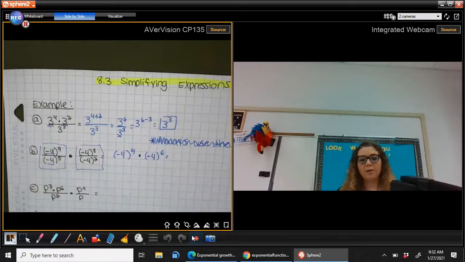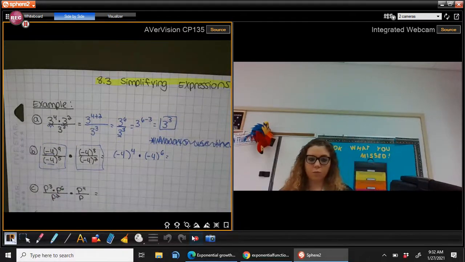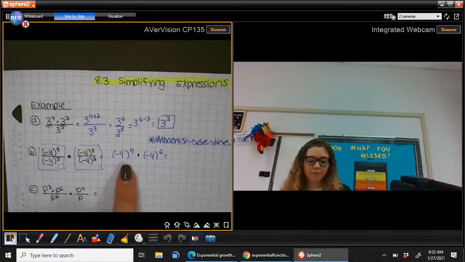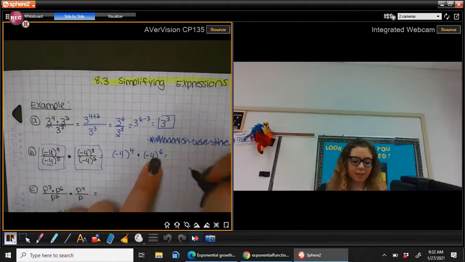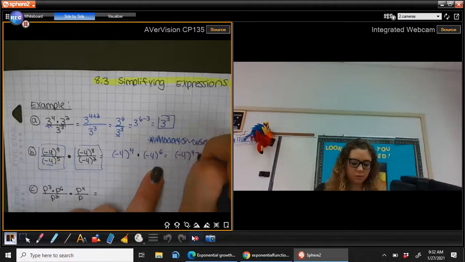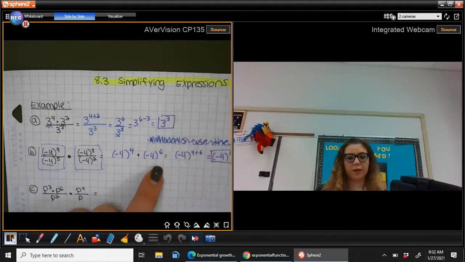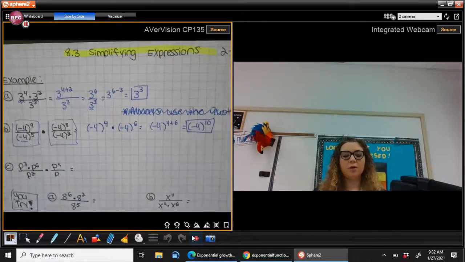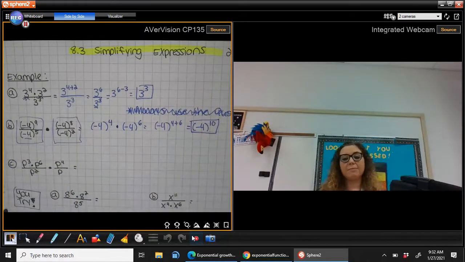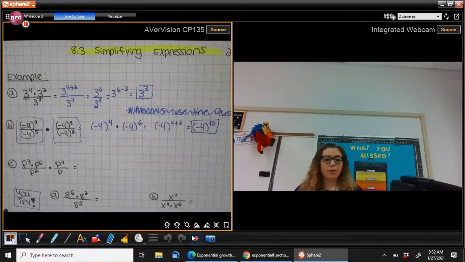Now, this is just the regular product rule. My bases are the same. I'm multiplying, so I'm going to add my exponents. So 4 plus 6 is going to give me 10. And this is my final answer. You see how we have to use all the rules we know to make it as simplified as possible. When we do fractions in elementary school, we want it simplified, and it's the same thing with these expressions. We want to simplify it the best we can.